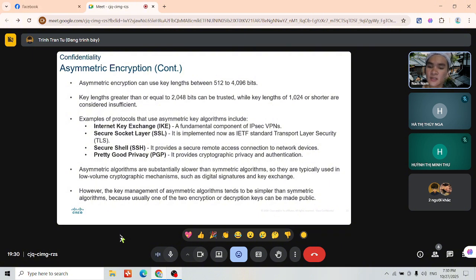Asymmetric algorithms are substantially slower than symmetric algorithms, so they are typically used for lower volume cryptographic mechanisms such as digital signatures and key exchange. However, the key management of asymmetric algorithms tends to be simpler than symmetric algorithms because usually one of the two encryption and decryption keys can be made public.